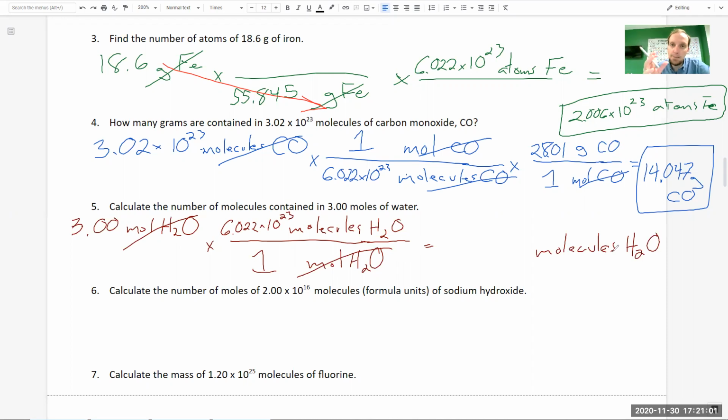A molecule is a compound, in this case H2O. A mole is a quantity of water molecules. Totally different, even though it has the same root word. Do not get lazy and assume they are the same thing, because they are not.